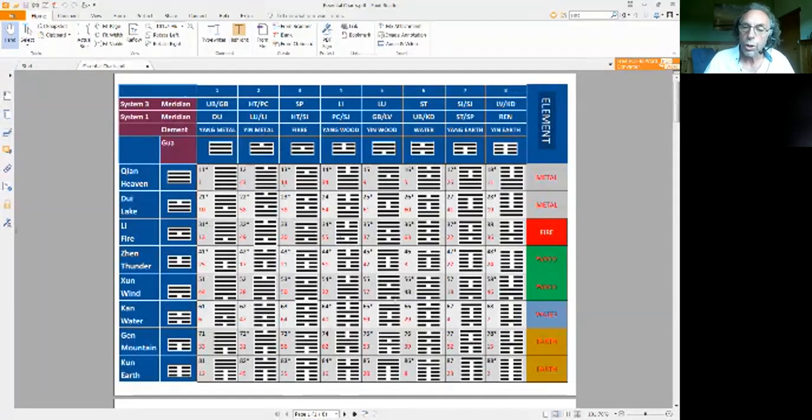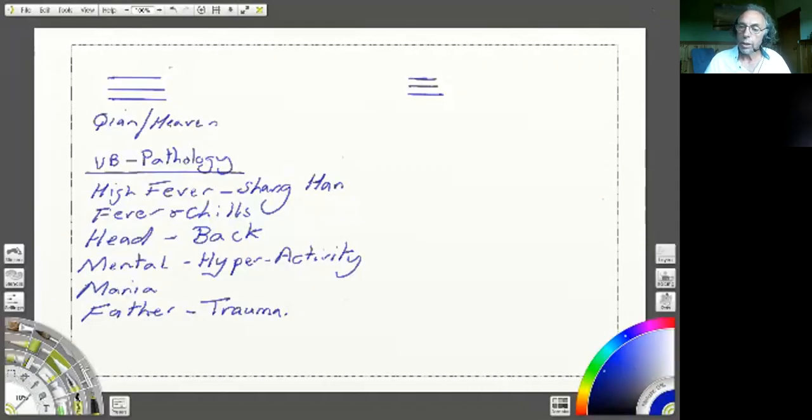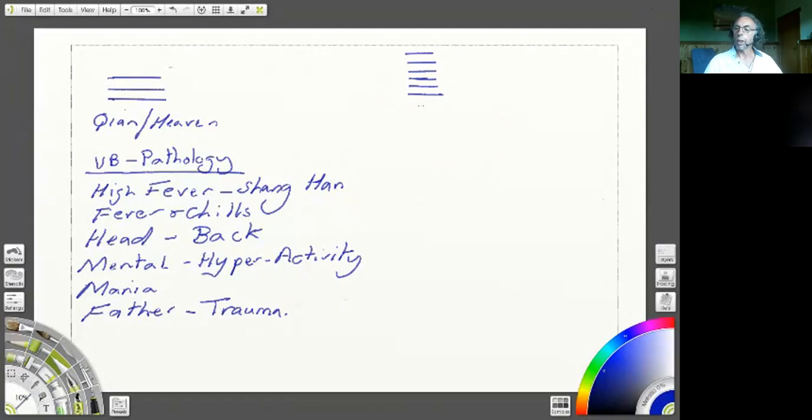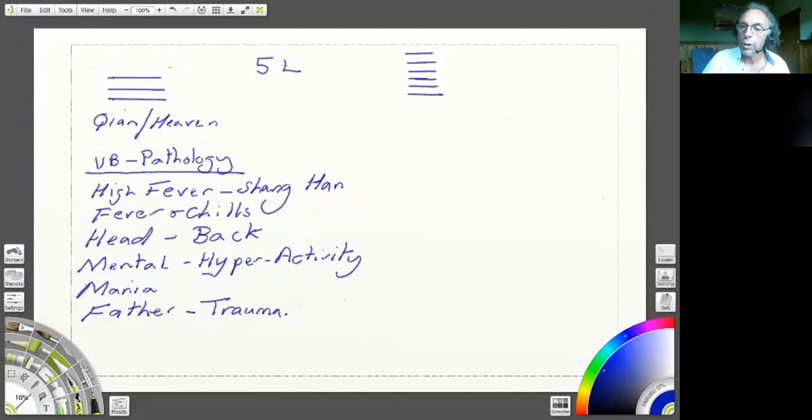So get really familiar with UB and GB, which is 6 lines, 6 yang lines. Heart and pericardium is yang yang yin, yang yang yin. So that's stage 1. Just remember to start to get that in your head. The next thing you need to do, we'll stick with urinary bladder and gallbladder at the moment, once you have your 6 lines, is to put into that your 5 element points plus the yuan point.